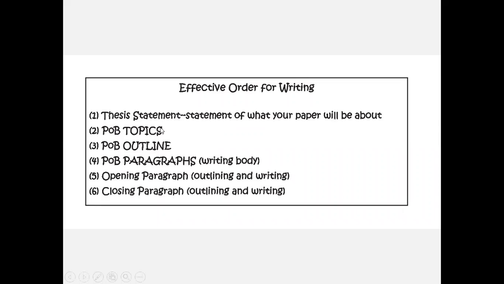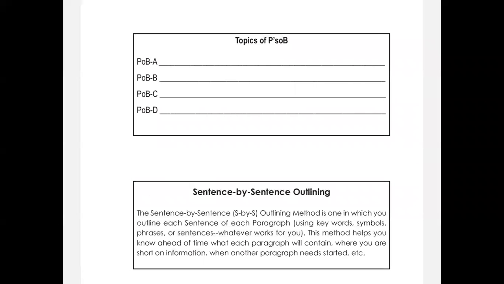They will decide their paragraph of body topics. They will outline those 3 paragraphs of the body or however many paragraphs they're assigned. And they will research, if it's a research-based paper, and they will write their paragraphs of the body. They will write an opening or figure out their opening, outline, jot down some notes, whatever, and write it. And then they will do the same with their closing paragraph, assuming that they're having an opening and a closing. All right, so this is where we start.